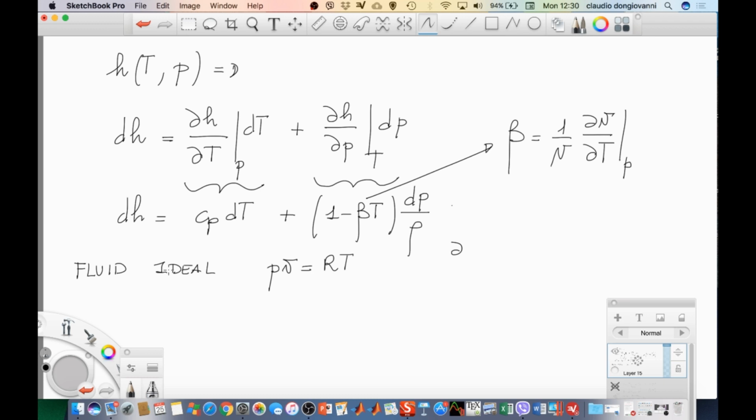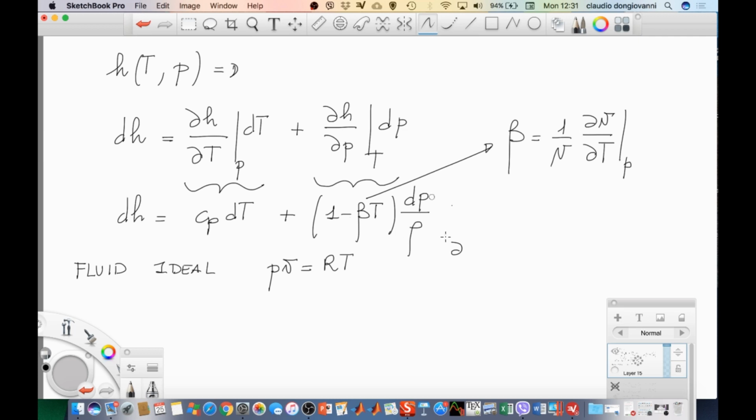Where? Here? No, there. Delta equal to 1 minus 1, yes. No, this is the meaning of beta: 1 over V. Should it have a minus sign? No, without minus. In this definition it is without minus.